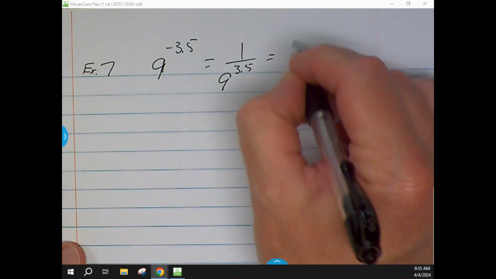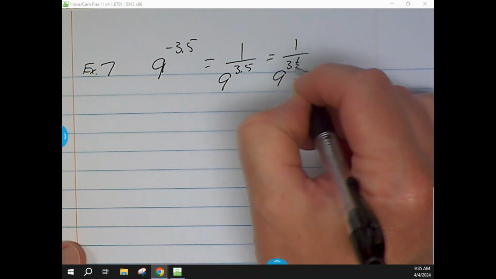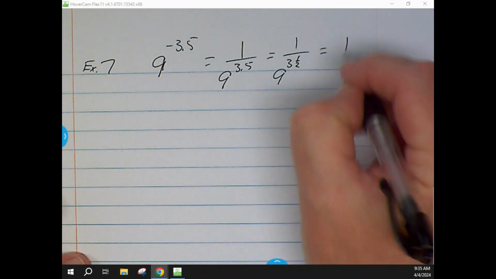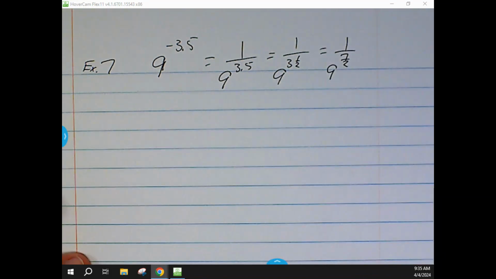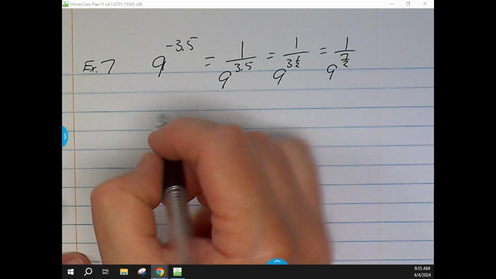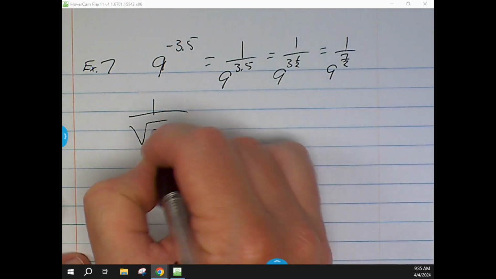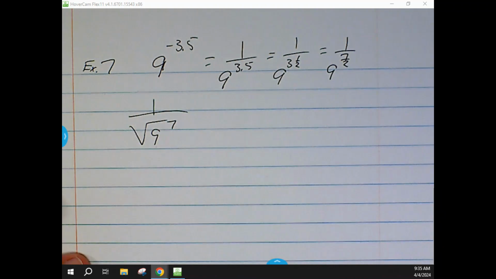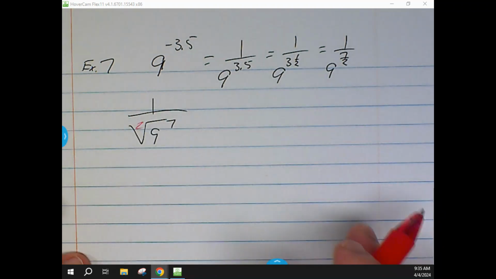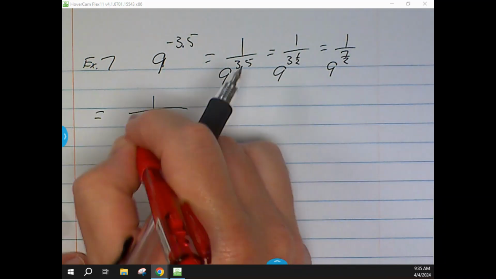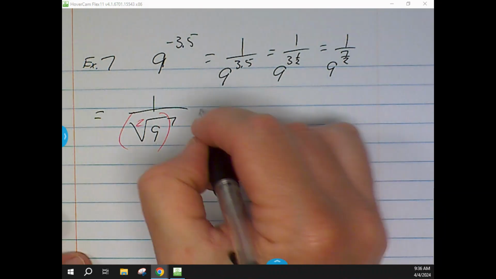If it's 3.5, we've got to put that in fraction form. That's 3 and a half, and in that case it's a mixed number, so we have to make it improper. So that's 1 over 9 to the 7/2 power. If we rewrite that now in radical form, that's 1 over the square root of 9 to the 7th power, because we've got the understood 2 that we don't have to write. Does anybody know what 9 to the 7th power is? No, we don't. Does anybody know what the square root of 9 is, though? 3. There we go.